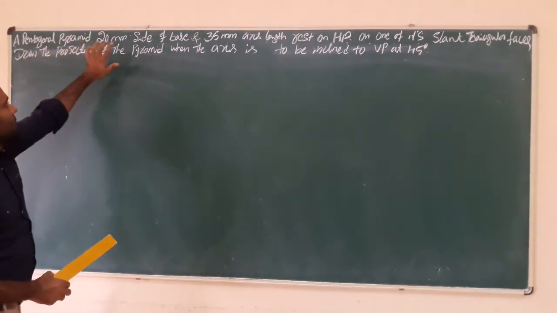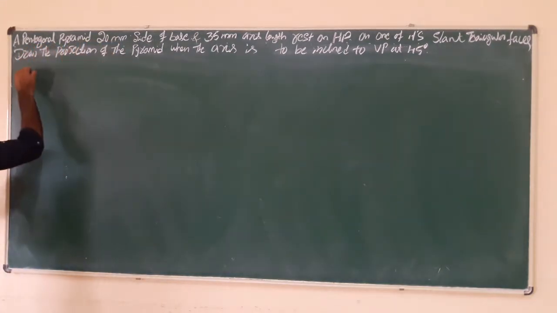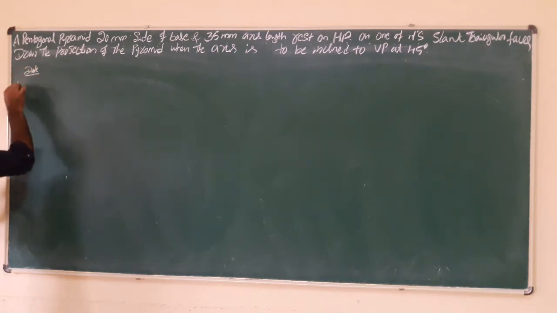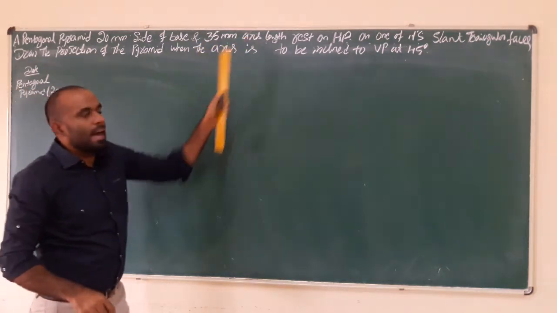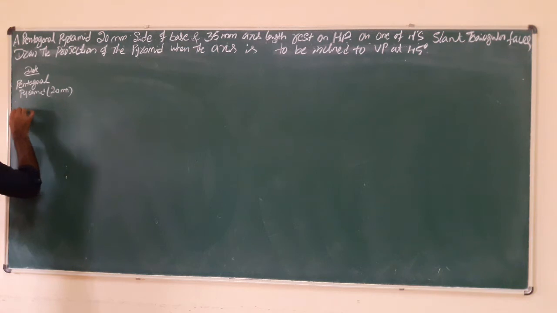In the problem is given a pentagonal pyramid, 20 side. First I will write the data. Pentagonal pyramid, 20 side and 35 axis length, which means the triangular height is called 35, placed on HP.